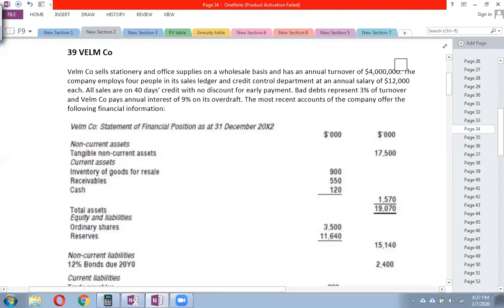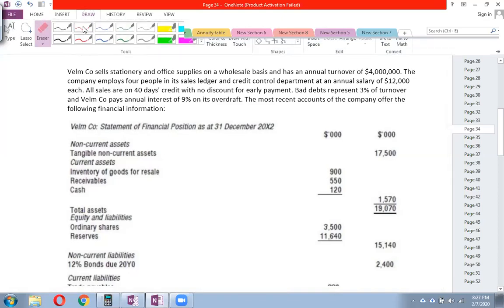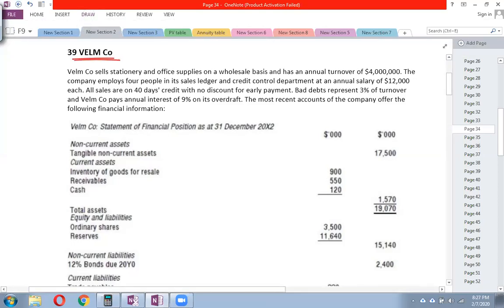Question number 39 from the question bank, Velmco, right? Now, this is a typical exam standard question on receivables, right? This is how normally your examiner likes to test it.